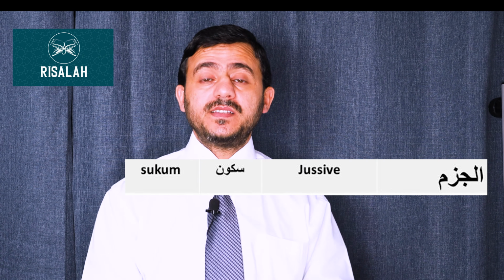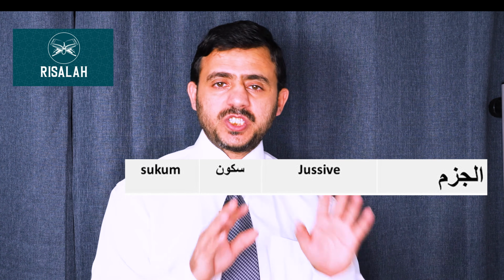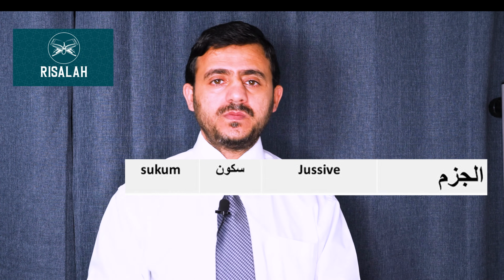As we said, this is specific to nouns. You're not going to see verbs that end with kasra. There are very special cases, but it is all about pronunciation. The last category of word cases is called al-jazm. Al-jazm is specific to verbs.